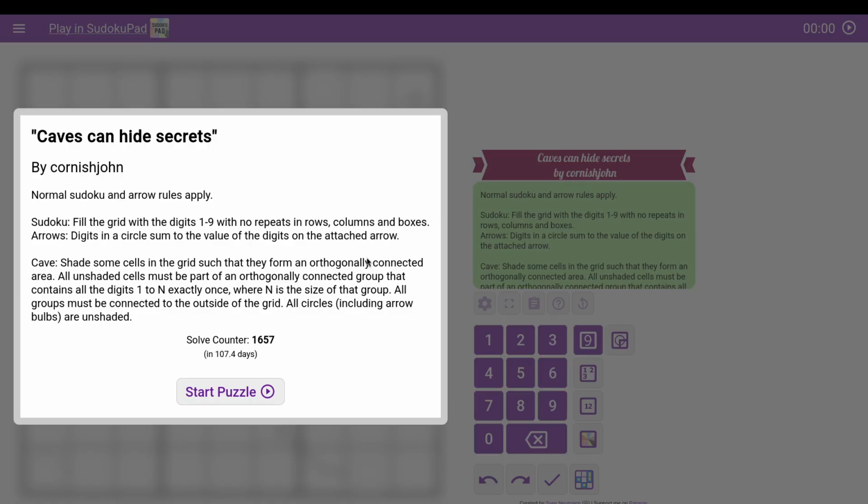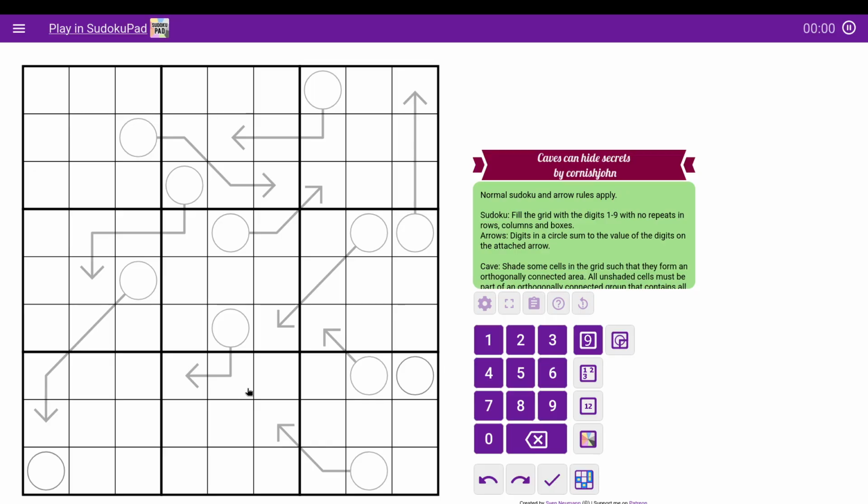form chunks, and each chunk is, is it one chunk or multiple chunks? An orthogonally connected group that contains all the digits 1 through n, where n is the size of that group. Okay. So the unshaded cells are going to contain chunks of size n that contain the digits 1 through n that connect to the outside of the grid, and all circles are unshaded.